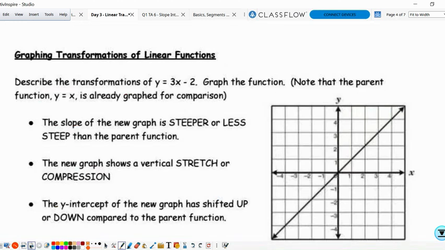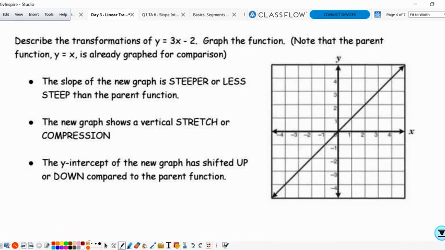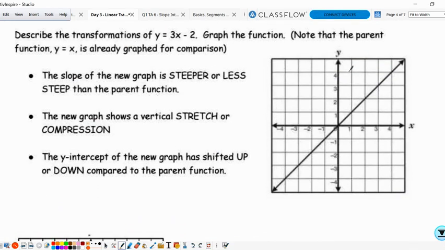We want to also be able to identify this based on the graphs that we have. So it says, describe the transformation of y equals 3x minus 2. Graph the function. I already have the parent function on my graph, so now we're just going to add this new graph to it. And y equals 3x minus 2.